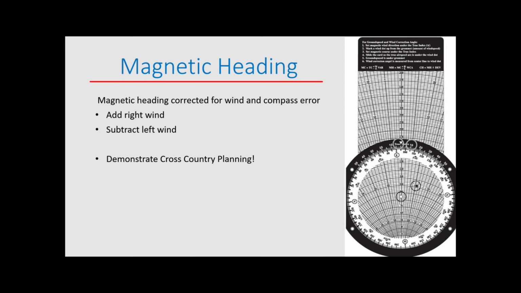We also have to account for the wind anytime we're making our flight plan. So we need to add right wind and subtract left wind. So if we think of our aircraft here in the center of our wind E6B, anytime we've got wind coming from the right, we need to crab to the right to account for that wind. If it's coming from our left, we need to crab to the left and subtract that wind variation. I'm going to post a video on how to use the wind side of the E6B later on.